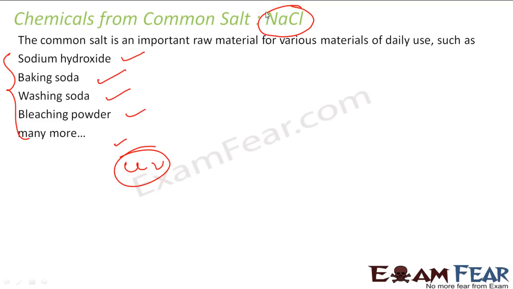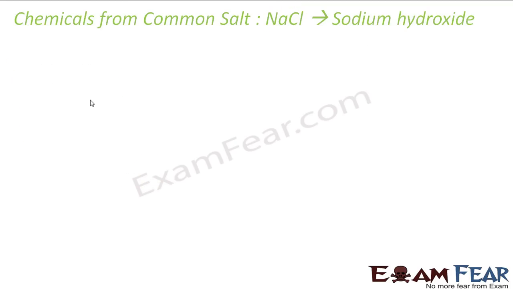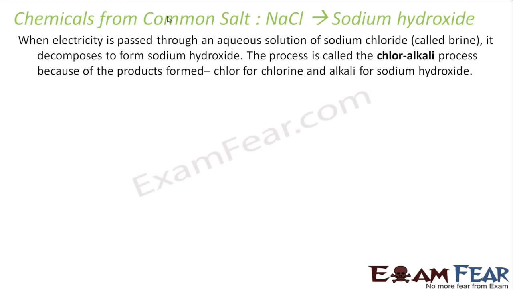Why? Because first thing is it is freely available. It's very cheap, it is generated from the ocean water, it evaporates and you get sodium chloride, and a lot of important raw materials can be obtained from it, and these raw materials are used in other materials, right? So sodium hydroxide, baking soda, washing soda, bleaching powder, and all this can be obtained using sodium chloride. So we'll see that. The first is sodium hydroxide. How can we get sodium hydroxide from sodium chloride?